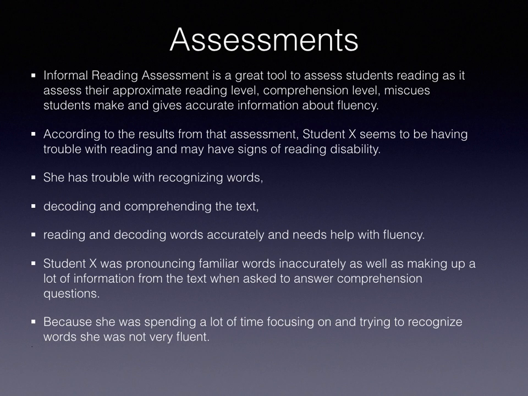It assesses students' approximate reading level and comprehension level, and it gives accurate information about their fluency. So according to the results from informal reading assessment, student X seems to be having trouble with reading and may have signs of reading disability. There's a lot of trouble with the recognition of words, decoding, and comprehending the text, and since she is unable to decode and comprehend text, she struggles with fluency as well.